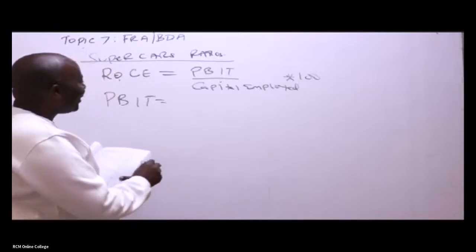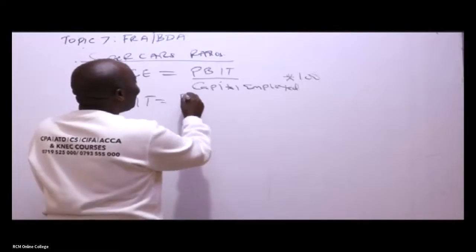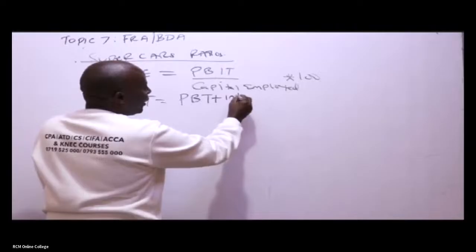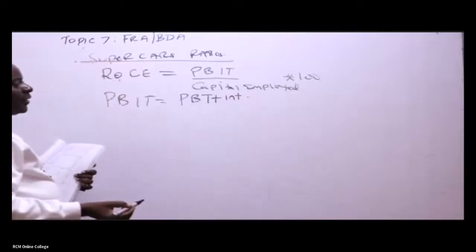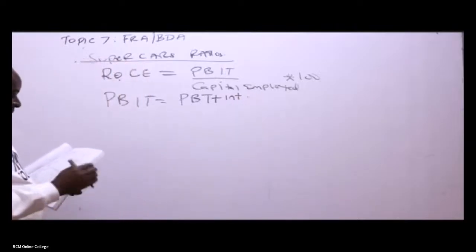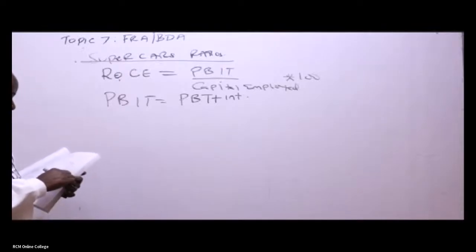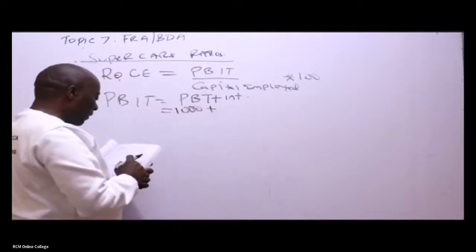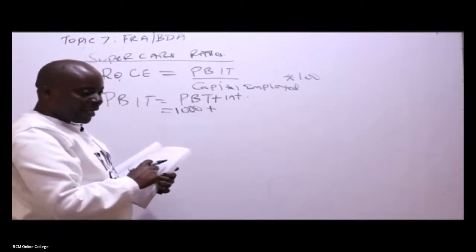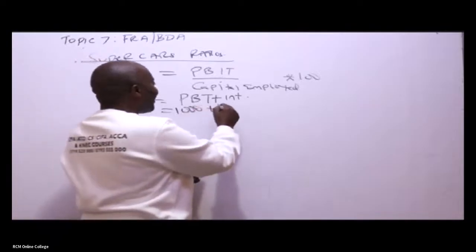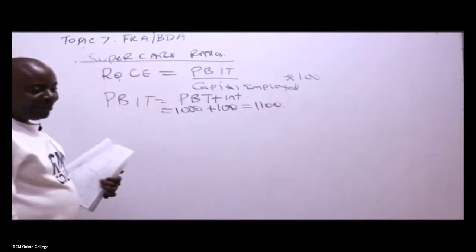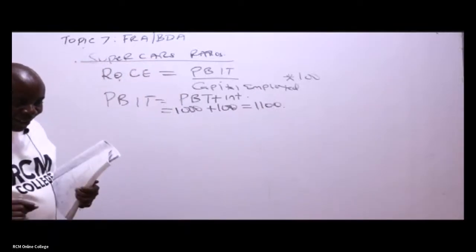Whatever they have given me is PBT. So when they give me PBT, I must add back interest. Because what Irene is giving me there, 1,000, is profit before tax. So it is 1,000 plus interest. Interest is how much? Are you able to see the finance cost? 100. So Irene, I believe you'll never forget this now. I believe these are sunk permanently.